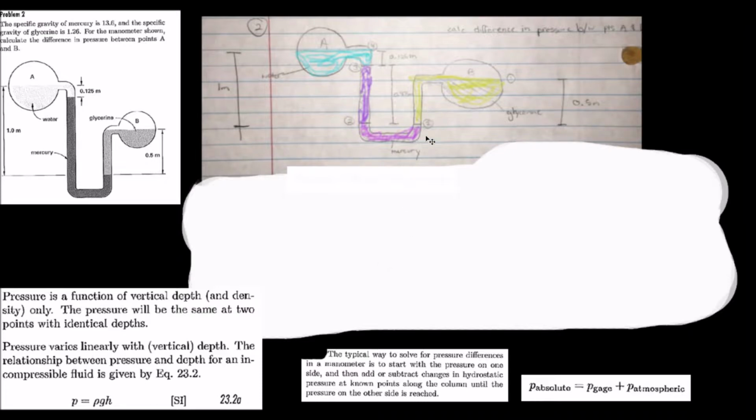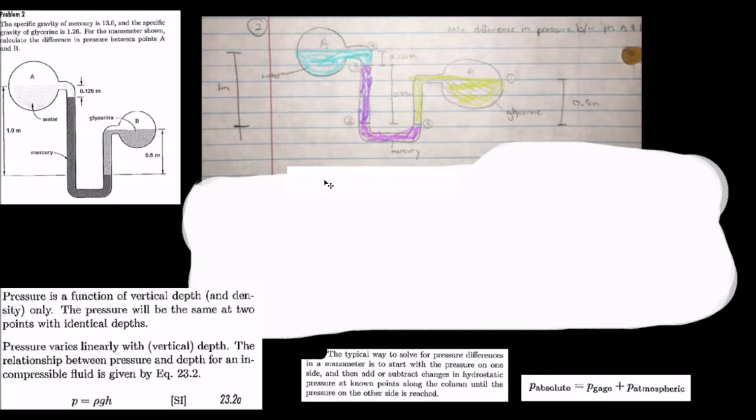Okay, so we're going to break this problem down into different height points. Starting on the right side with point B, we'll call this point 1, this height right here. Then we go down, we hit between glycerin and mercury, call this point 2. And remember how we said the pressure will be the same at 2 points with identical depths? Well, that is exactly the case right here, so we can also say this is point 2. Then point 3 will be between the water and mercury, and point 4 will be at A, which is the top height of the water in this sphere.